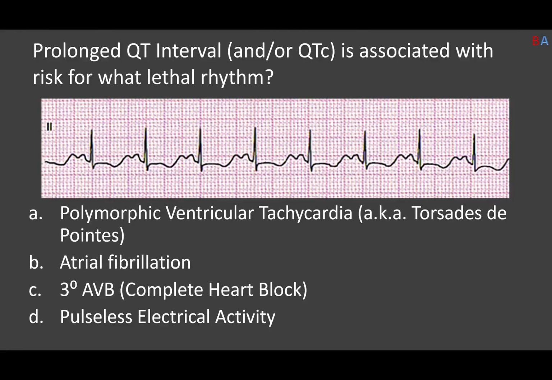Prolonged QT interval and/or QTC is associated with risk for what lethal rhythm? And so just look through the list. Which of these are lethal? Well, AFib is not a lethal rhythm. Third degree heart block can be lethal, but that doesn't really have to do with the prolonged QTC. Pulseless electrical activity, also not in that realm, which really just leaves us with the polymorphic ventricular tachycardia, also known as torsades. And that's the truth here. The big lethal rhythm risk for prolonged QT interval is to wind up with a polymorphic V-tach.